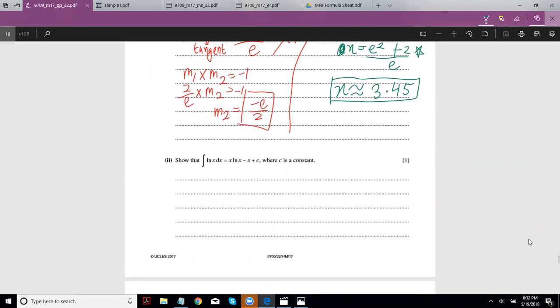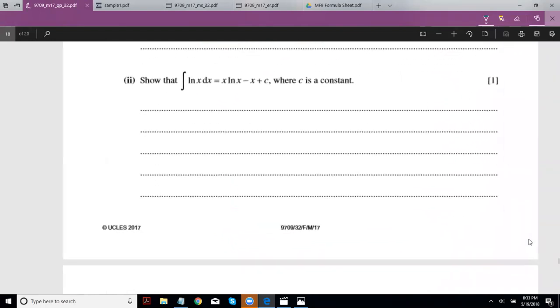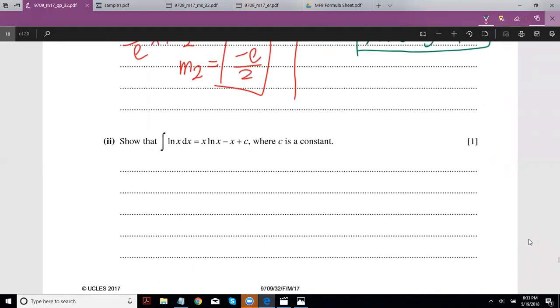Okay, so you need to show that the integral of ln x is such, where c is a constant. The integral of ln x dx is equal to x ln x minus x plus c. Okay, so the integral of ln x. Now, I think I'm missing something here.